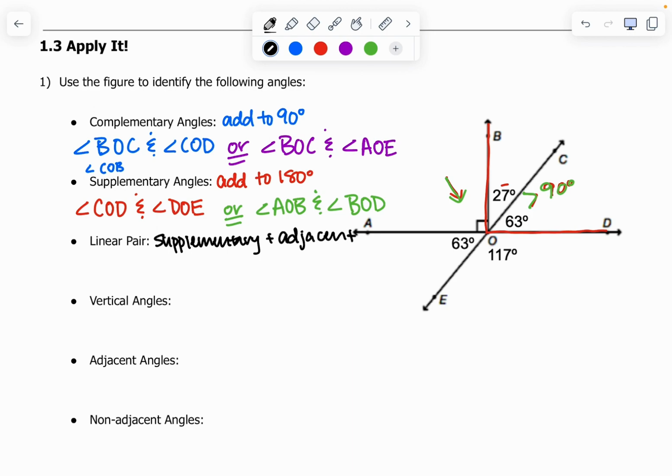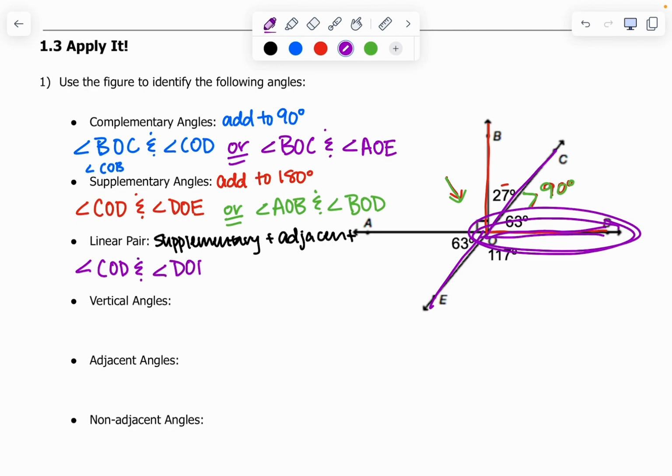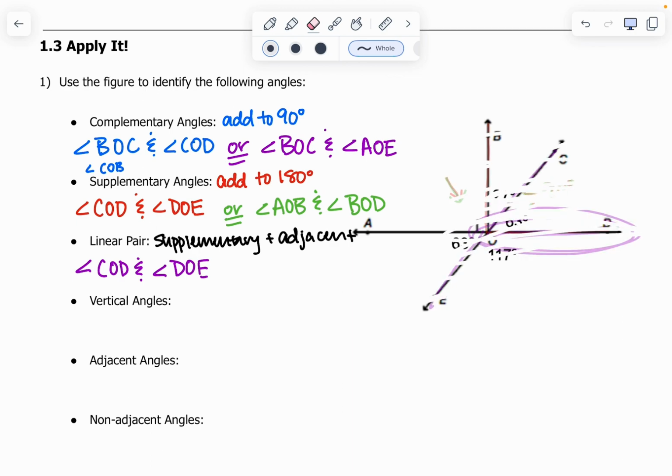Okay, remember that adjacent means that they have to be next to each other. Okay, they have to share a ray or a segment. So it looks like we've already actually defined that. Angle COD and DOE were a linear pair because they added to 180, but they also shared that OD side. So angle COD and angle DOE are a linear pair. Okay, you should be able to see some other linear pairs in there as well, but that's at least one example of it. Let's clean this up.